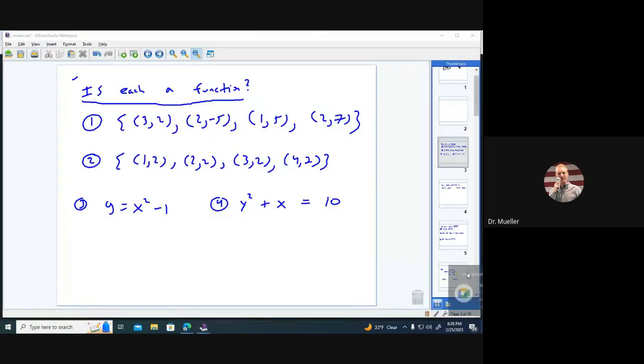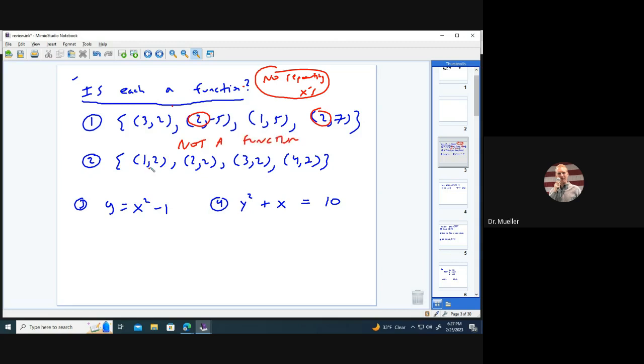This is designed to get you ready for quiz 2. First set of questions here, it says, is each a function? The rule to determine if something is a function or not is that you can't have any repeating x's, right? So no repeating x's. Looking at number 1, we have 3, 2, 1, and 2. Looks like we have a repeating x there and there. So that means not a function.